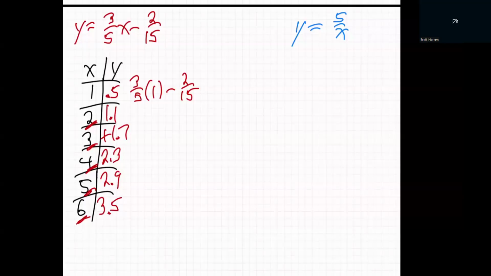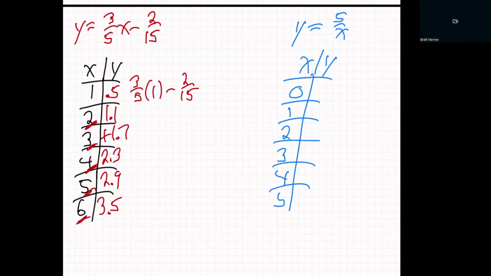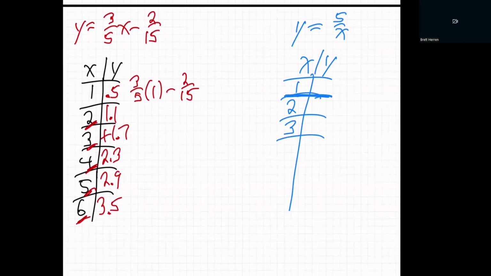And now the other one, I'm going to make an XY chart. Same thing, I'm going to plug in x values. Oh, I didn't need 0, did I? Let me back that up. Just start at 1. So 1, 2, 3, 4, 5, 6. Okay. Plug in 1. y is going to equal 5 over 1. Well, that's easy. That's 5.